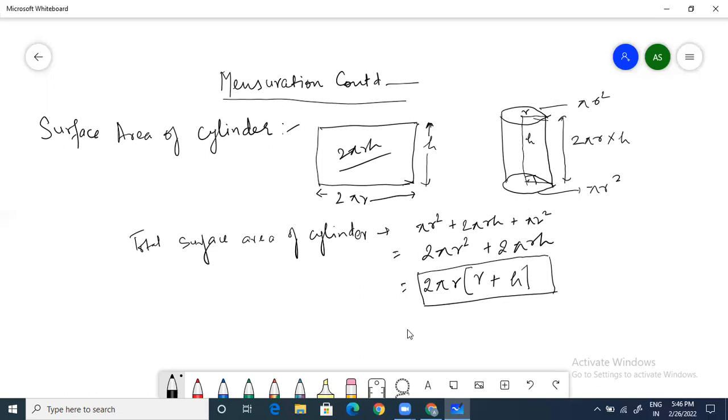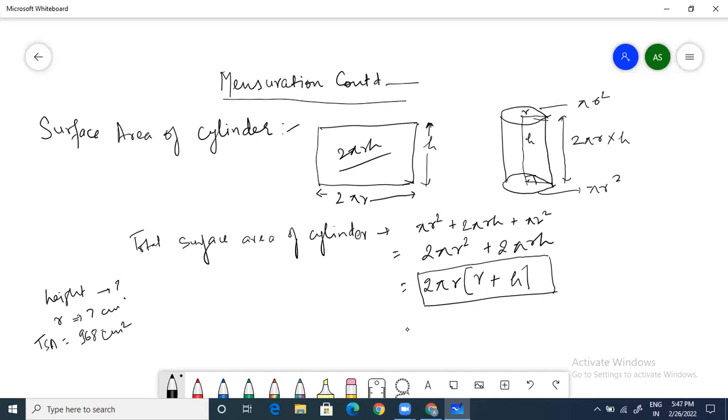Now, a very simple question if I ask you: find the height of a cylinder. This is the question I am giving you right now. The height of a cylinder you have to find out, where the radius is 7 centimeter and the total surface area is equal to 968 centimeter square. We just need to find out the height. So you need to understand that in the case of a cylinder, you'll always get this as well as the height.